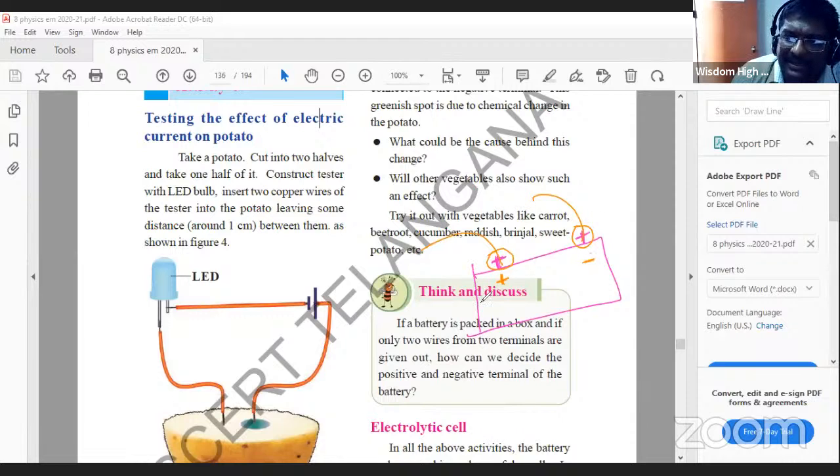Once again, a battery is given, and we remove the battery from the wooden box. Two wires are there. How can we identify whether it's a positive terminal or a negative terminal? By the representation of plus and minus. Plus means the positive terminal, and minus means the negative terminal of the battery.